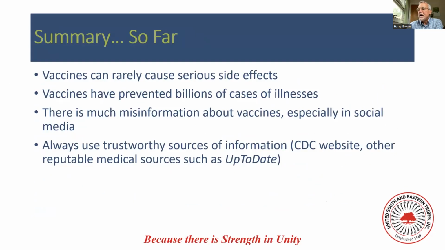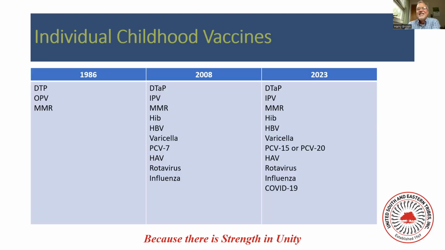So we're about halfway through now. I think we're doing okay on time. Just wanted to summarize. Vaccines can cause some serious side effects, but they're rare. And vaccines have actually prevented billions of cases of illness. So it's kind of a question of cost versus benefit. There's a lot of misinformation out there, especially on social media. So you should always use trustworthy sources such as CDC, FDA, reputable medical sources like UpToDate, or there are many others. Next slide. I'm going to show you a book that I really recommend to you.